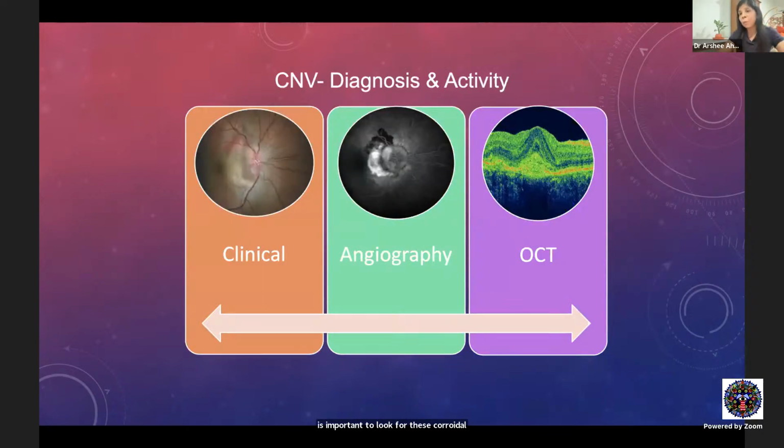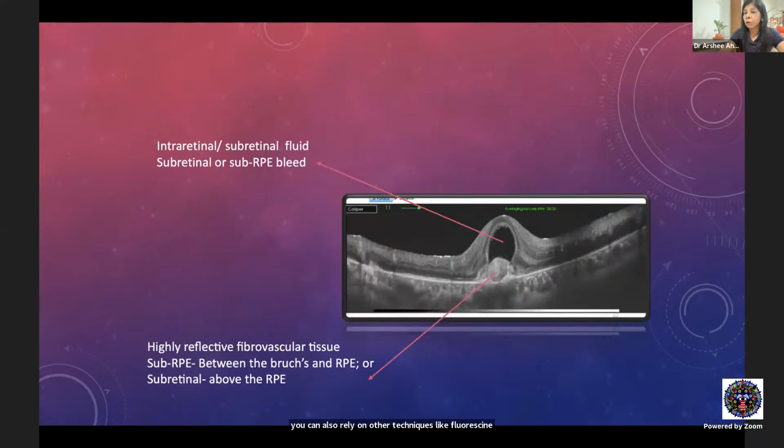So along with our clinical examination, of course, you can also rely on other techniques like fluorescein angiography and OCTs. So here I have just put the photograph of a patient with a choroidal neovascular membrane. This patient had chronic intermediate uveitis. So you see here the collection of intraretinal or subretinal fluid may be there. It can also sometimes bleed and cause a subretinal or a sub-RPE bleed.